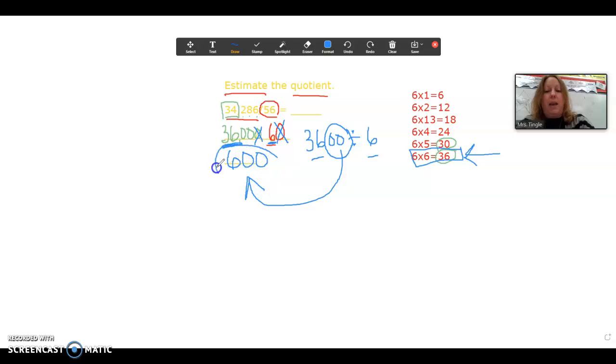So an estimate for 34,286 divided by 56, an appropriate estimate would be 600. And that is it. That's what we've been doing this week, and that is what we're going to be doing on our math quiz on Friday.